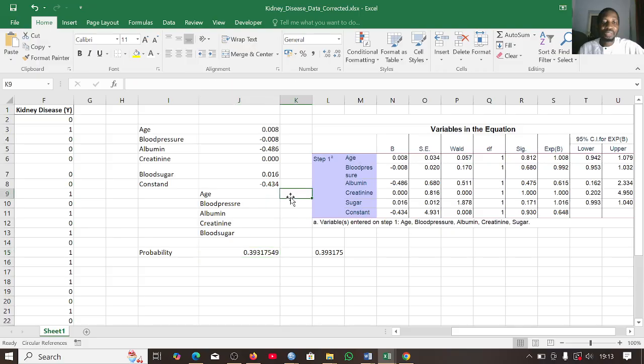Let's assume this model has been developed from the previous patients' records, and a new patient comes to the hospital, maybe a primary health center. His age is 45, his blood pressure is 120, the albumin let's say 3, the creatinine level 2.1, and his blood sugar 100. You can now see the probability of that patient having a kidney issue is 0.0, which is very small.